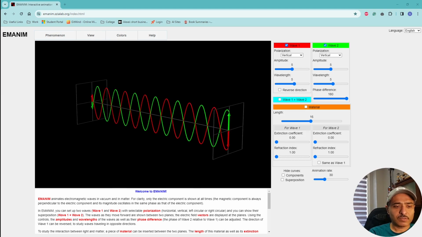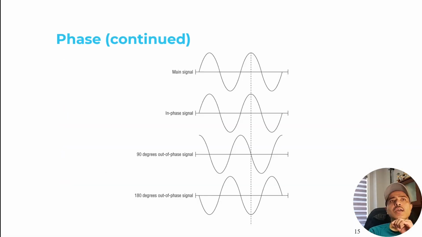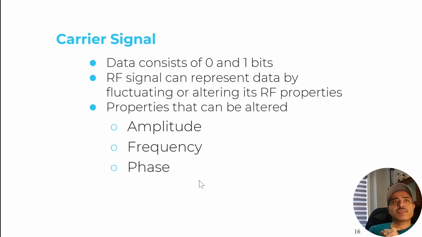So let's get back to the slides again to wrap this up quick. Giving the same example, the main signal that's in phase, then 90 degrees out, then 180. That's exactly what I showed you in that demonstration from that website, which is pretty cool. And then you have this carrier signal. Data consists of zeros and ones. How can I change these properties and start to transfer ones and zeros? Because as long as I'm able to transfer 1 and 0, I'm able to send data wirelessly, by changing the RF characteristics.